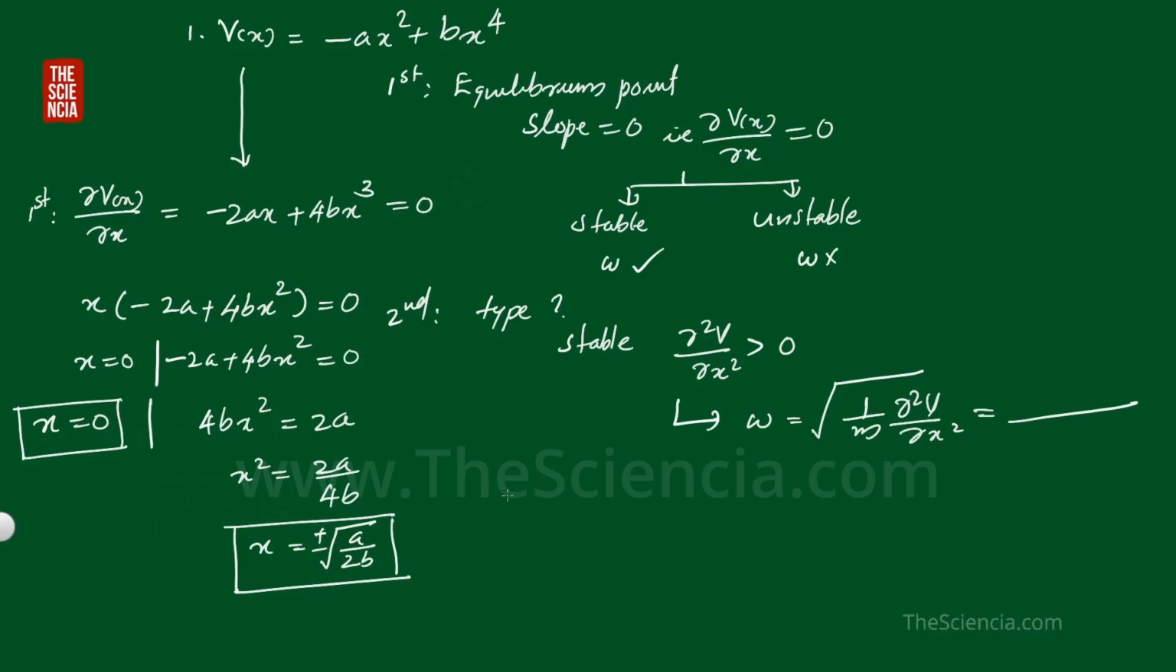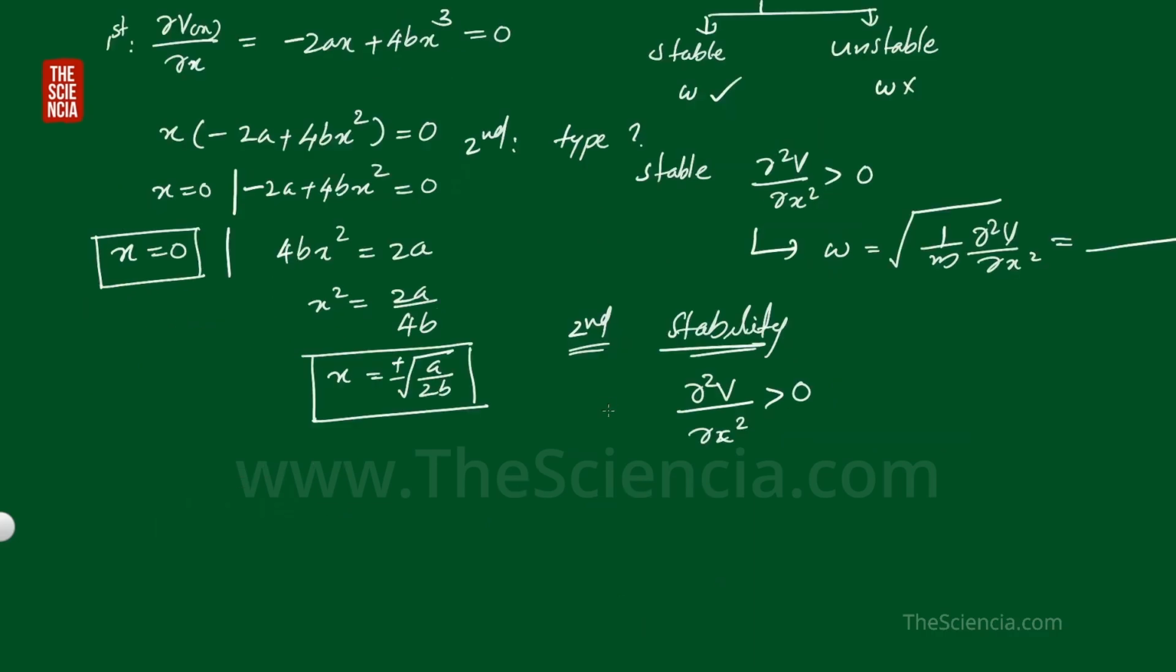Now we have to evaluate. The second step is to evaluate the stability. That is, we have to check whether it is a stable equilibrium point. If it is a stable equilibrium point, then del squared V by del x squared will be greater than 0. So we have to take the second derivative of the potential, that is del by del x of del V by del x. Del V by del x is already derived. That is minus 2ax plus 4bx cubed. That is equal to minus 2a plus 4 into 3, that is 12bx squared.